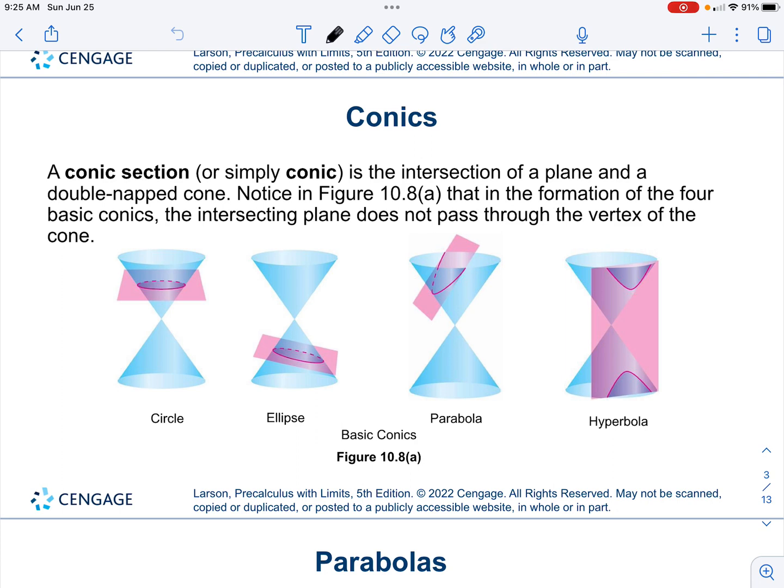So a double napped cone is pictured here in blue, and planes are pictured here in pink. So the four possibilities of intersections of double napped cones and planes are as follows. You can have a circle, you can have an ellipse, a parabola, or a hyperbola. We're going to go through each of these and look at the equation that would produce them.